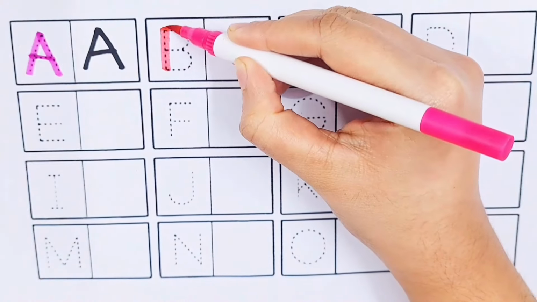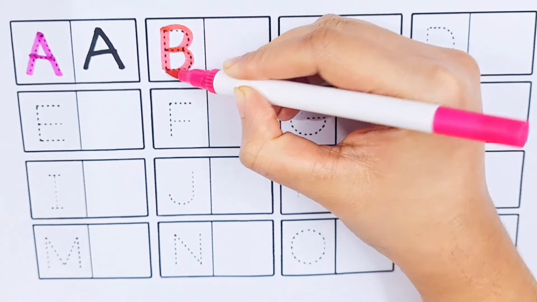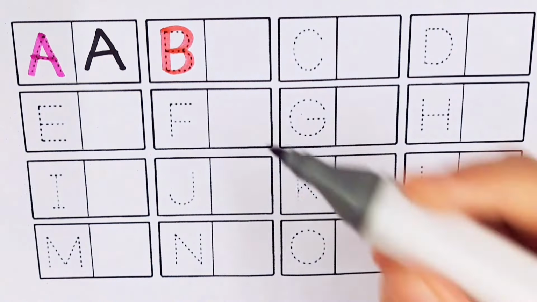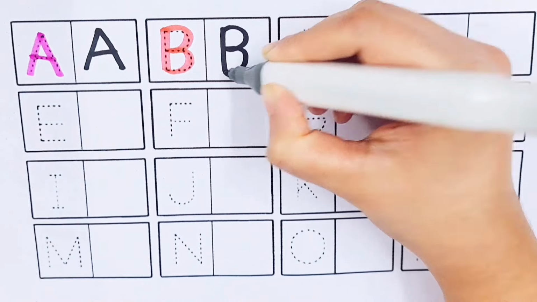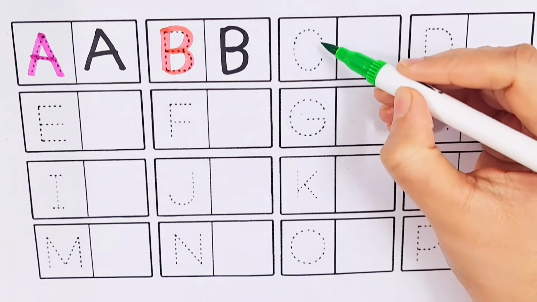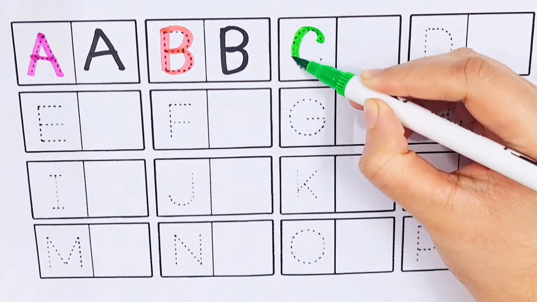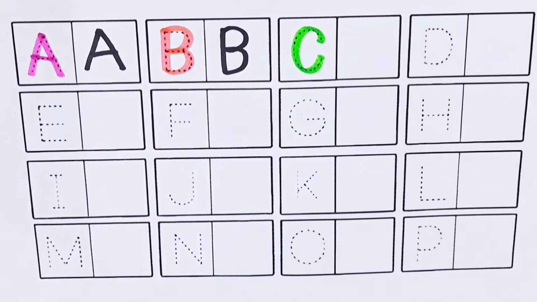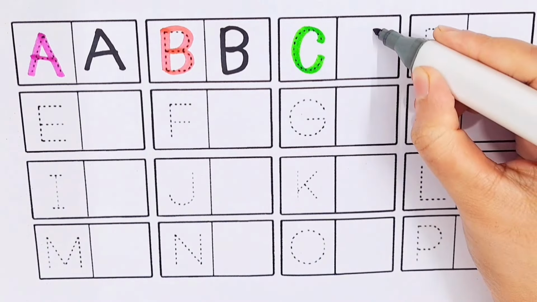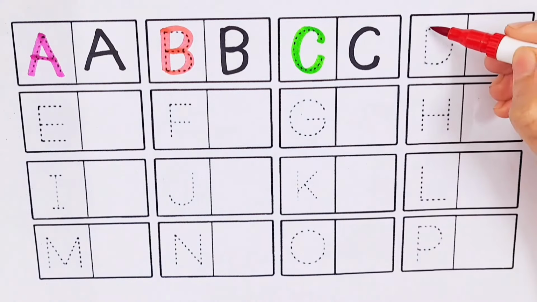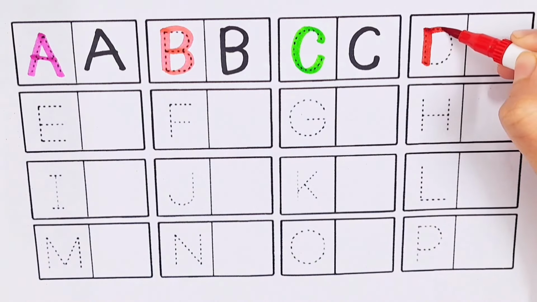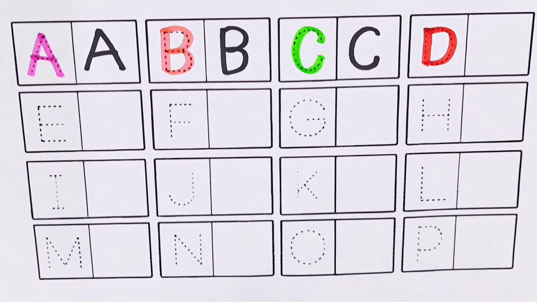B. B for butterfly. B. B for box. C. C for cake. C. C for coffee. D. D for duck. D. D for dress.